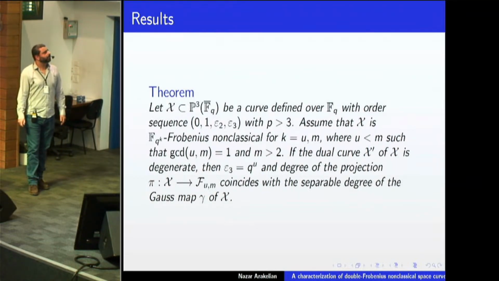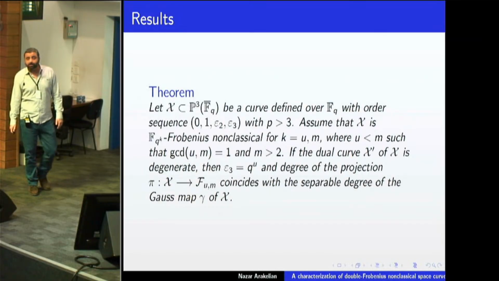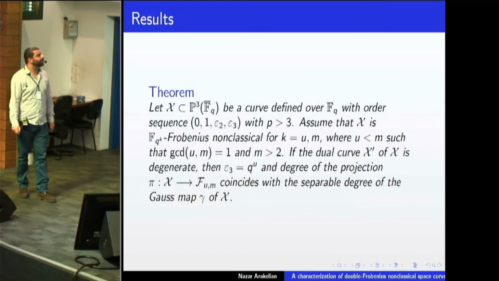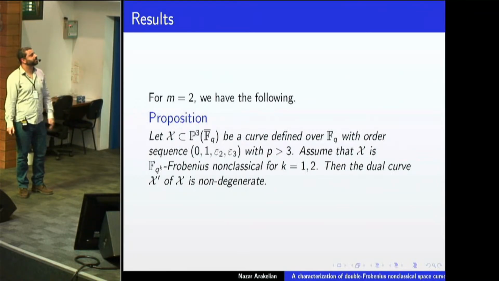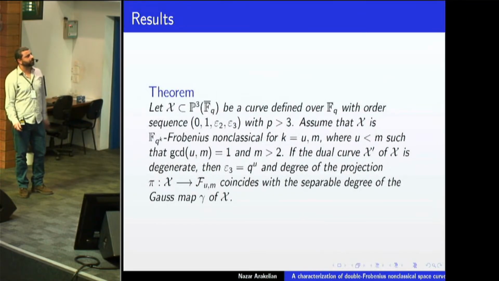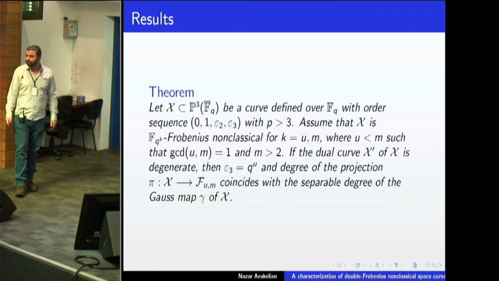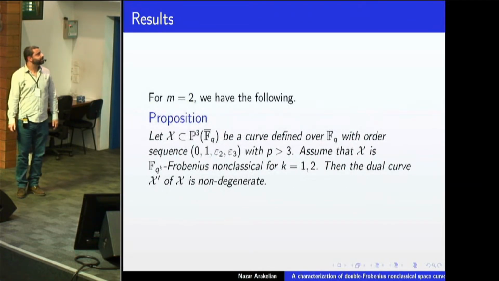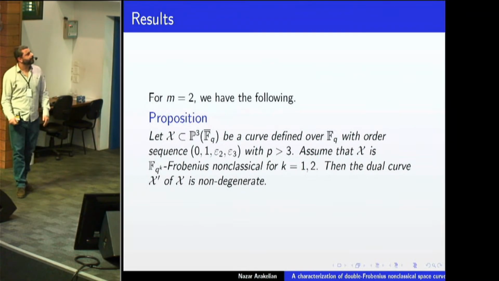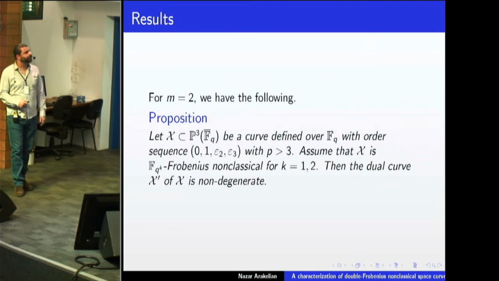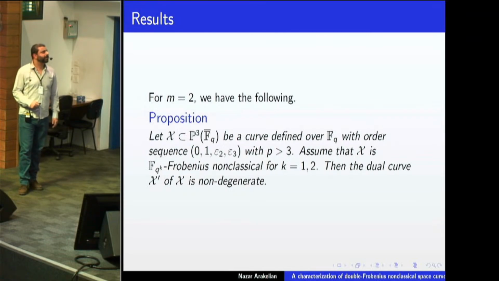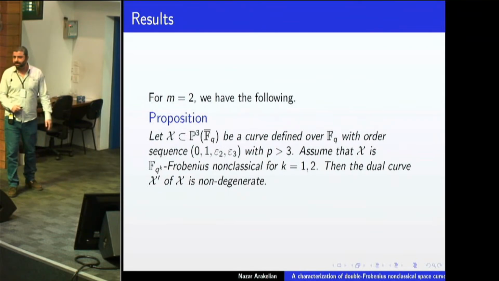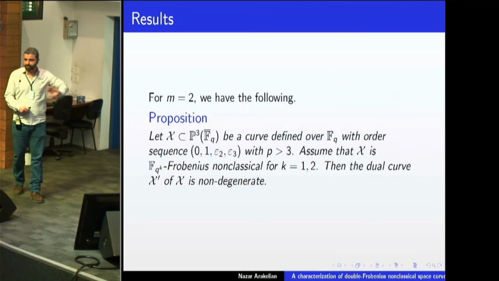Okay, now we can move on to our main result. We're always assuming, in every previous result, that m is bigger than 2. If m equals 2, consider a curve in P3, and assume that it is Fq and Fq squared Frobenius non-classical, then the dual curve X prime is always non-degenerate in this case. So we are okay in this case, we don't need any criteria.